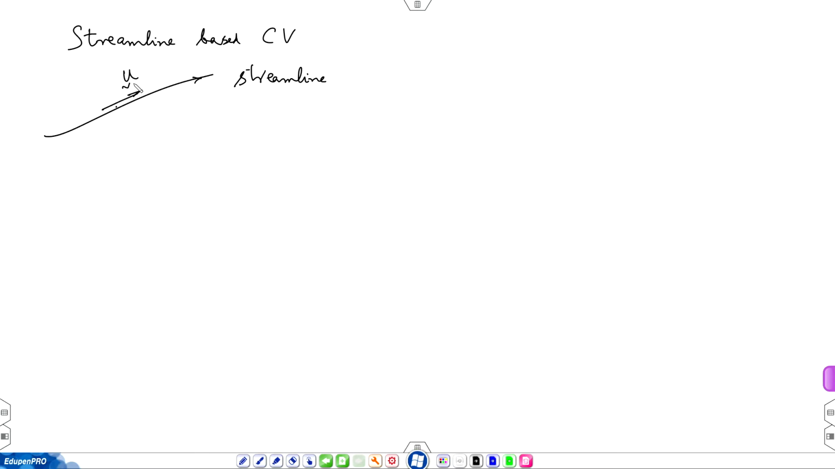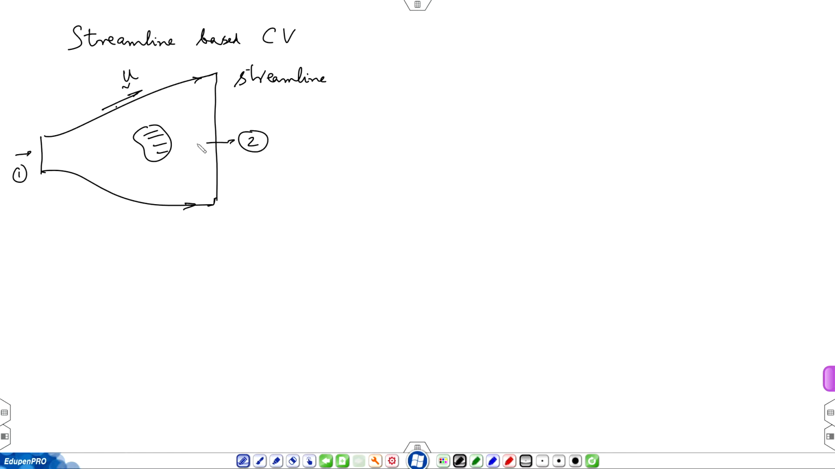And you have u dot n appearing in both the mass balance equation and the momentum equation. And we said control volume can be chosen any way you want. So, I may choose this streamline to construct my control volume. So, let us say the object is here and this is another streamline. So, I construct a control volume. This is inflow plane 1, outflow plane 2, and this is the object.